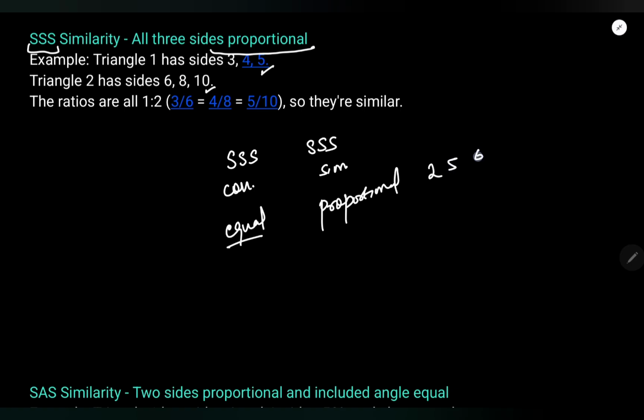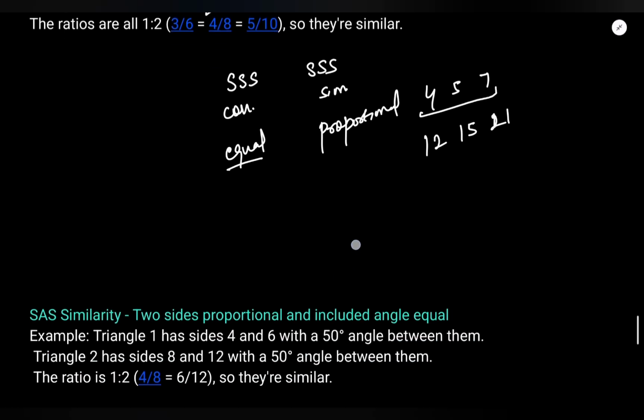Okay, then suppose I say 4, 5 and 7. Then this will be a triangle. But if I take another and multiply with 3: 4 3s are 12, 5 3s are 15, 7 3s are 21. So these two triangles will be proportional, not congruent. If the sides are equal, then they are congruent.